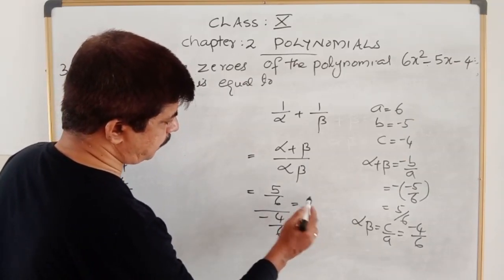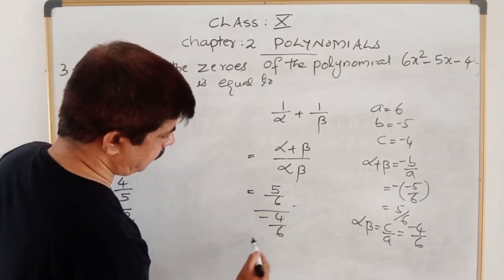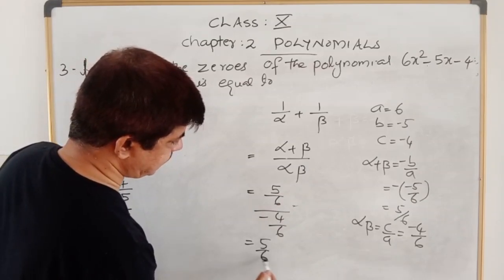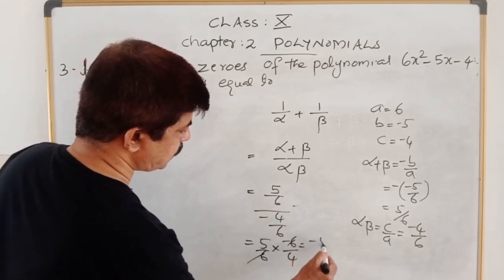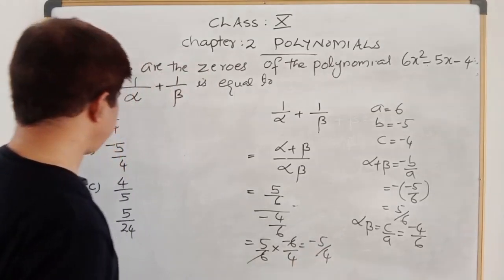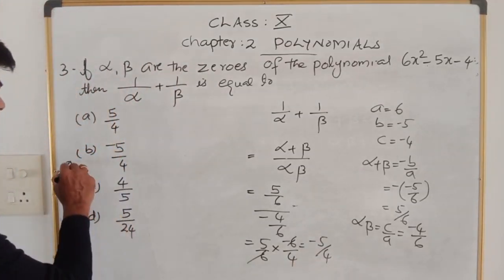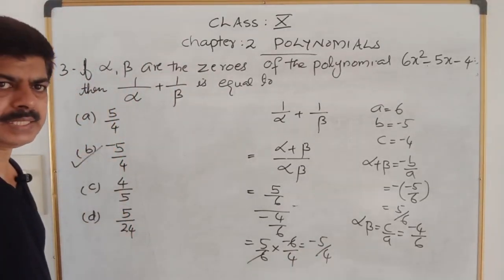We will take the reciprocal. 5 by 6 into negative 6 by 4. 6 is cancelled, so we have the answer negative 5 by 4. So, option B is the right answer.